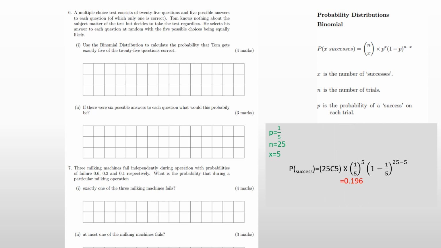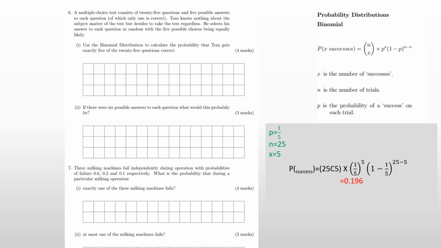P is the probability of you getting a question right. In this question, it is 1 in 5, so one answer is right out of the 5 they give you. So 1 in 5, or 1 over 5, or 0.2, whichever one; this formula takes either a decimal or a fraction. Then N is the number of questions. You are going to be tried 25 times. And then X is the number you want to find the probability of. You want to find the probability of getting 5 correct, so you put in the 5.